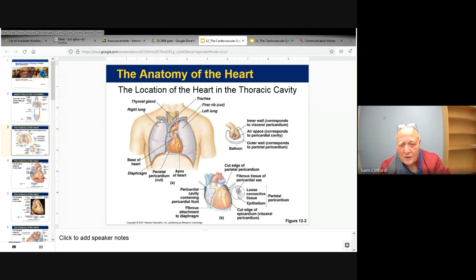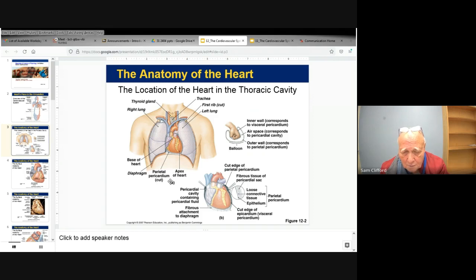So where's the heart? It's in between the two lungs. There's the thyroid gland above it. The trachea is just below the thyroid gland, and it goes all the way up to the cavity, to the nasopharynx.